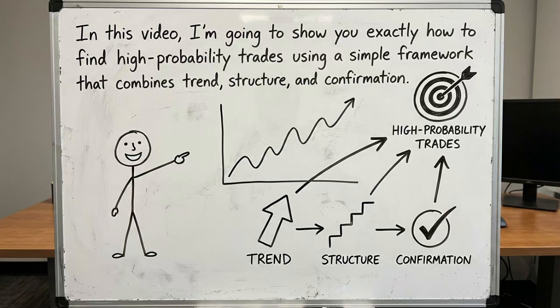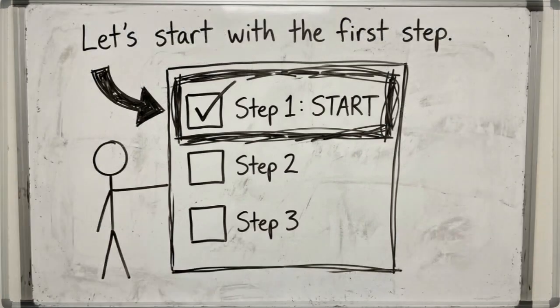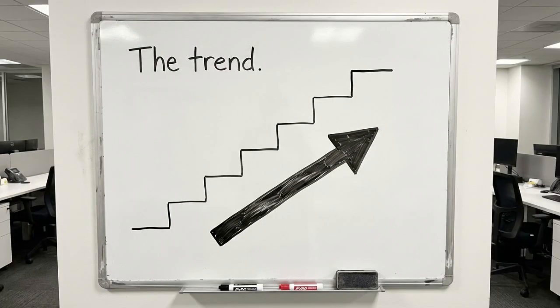In this video, I'm going to show you exactly how to find high-probability trades using a simple framework that combines trend, structure, and confirmation. If you follow this process consistently, you'll stop taking random trades and start trading with a clear plan. Let's start with the first step, the trend.